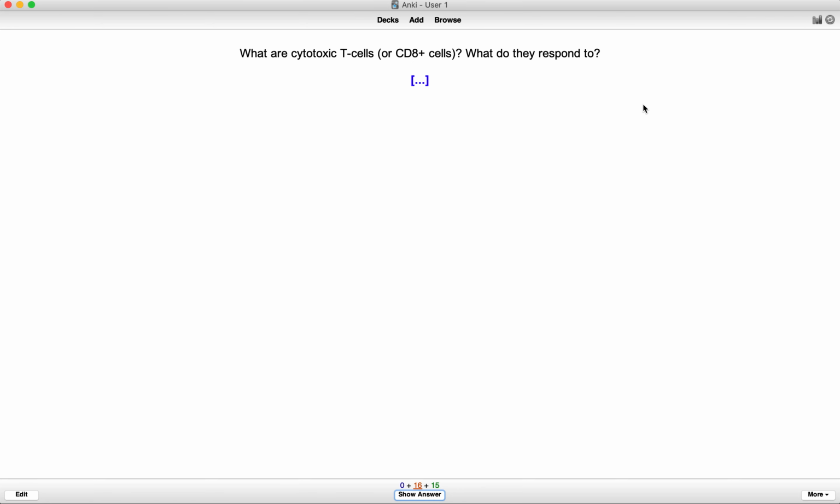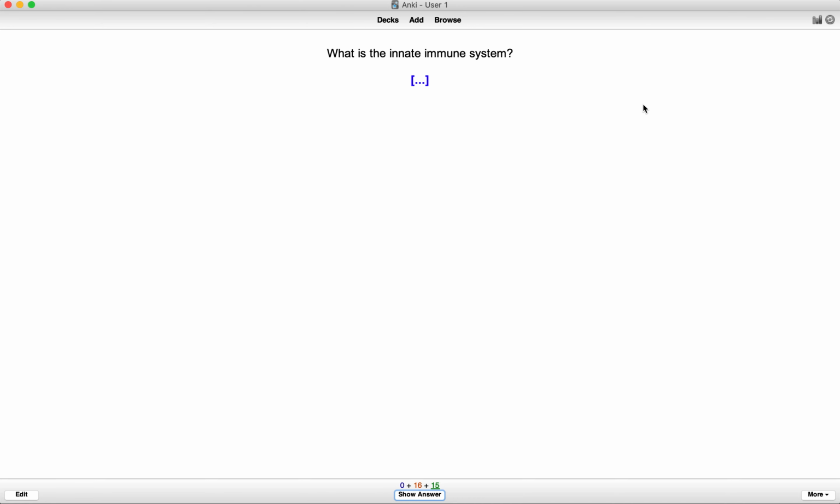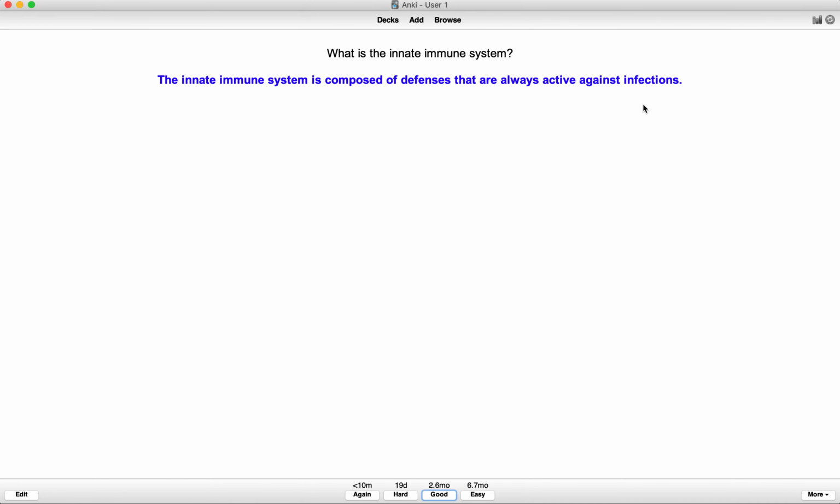Cytotoxic T cells. What do they respond to? Killing virulent infections by injecting toxic chemicals that promote apoptosis, and they respond to antigens presented on MHC1 molecules. The innate immune system is a name for the non-specific immune system. The innate immune system is composed of defenses that are always active against infections.